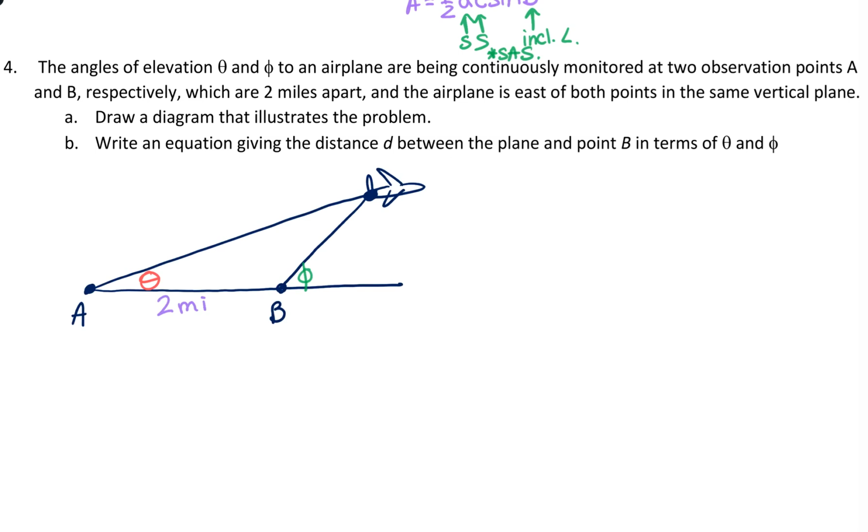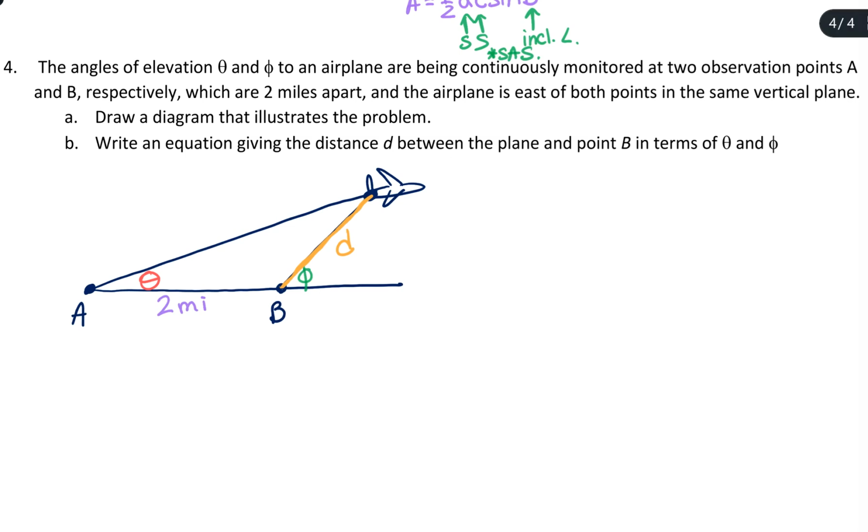And now we're going to do part B, which is write an equation giving the distance between the plane and point B in terms of theta and phi. That distance is going to be this orange segment right here, so we're going to call that D. I want the value of D in terms of the 2 angles that are given. So this is not a right triangle. We have a non-right triangle. So I want to think about how I could use something that I know, probably law of sines, so that I can represent D. If you want to take a moment to pause the video and see if you can figure this out by using a law of sines formula and solve for D in terms of only theta and phi.